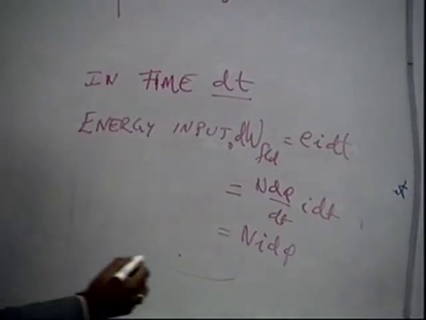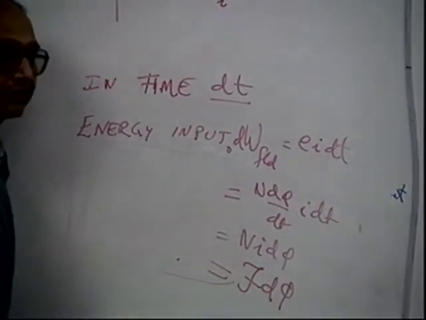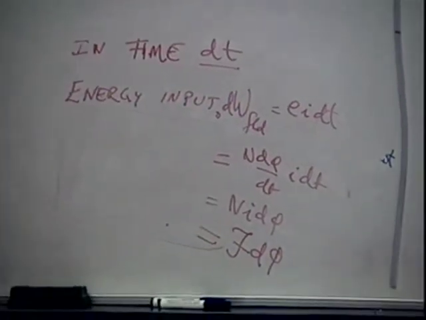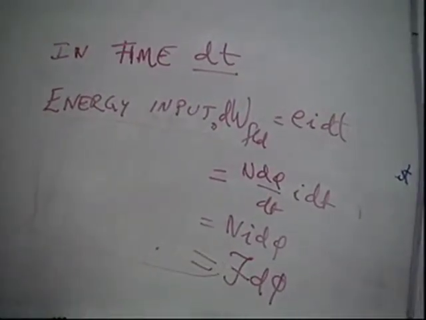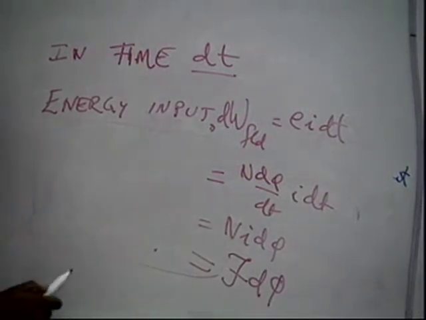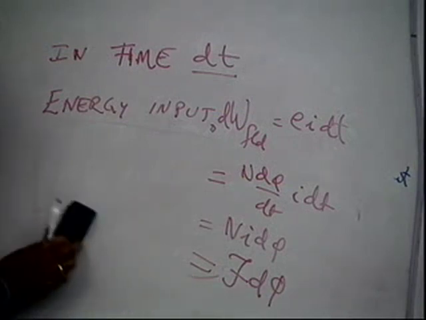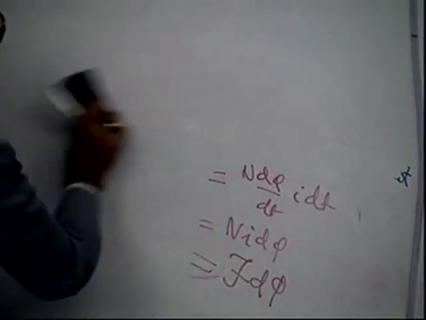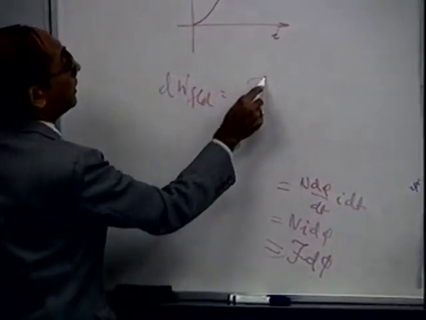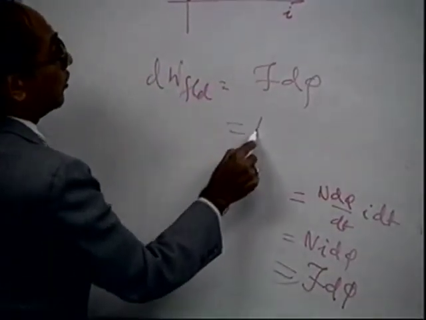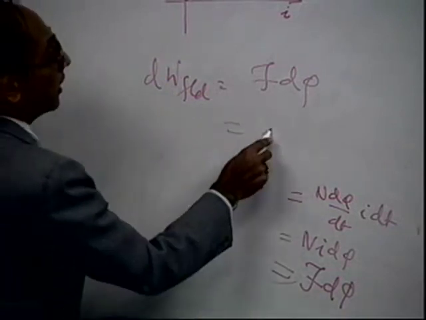So Ni is what? MMF. So let us say F d phi. Ni is MMF total, so it is F d phi. Or you can also write this in different ways. So dW field will be F d phi, or this is equal to N i d lambda.